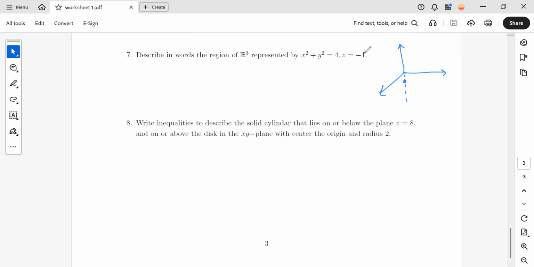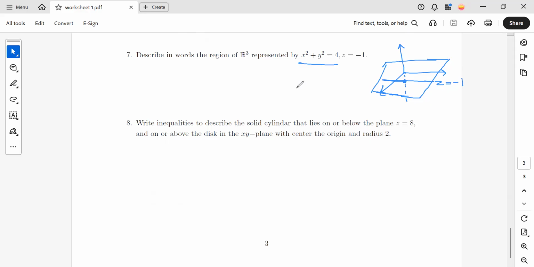All points in the region must lie in the horizontal plane. Okay, I'm not a good drawer, so maybe this one. z equals -1, it's a plane. And also this part, which is a circle, has all points that lie on the circle with radius 2, because the square root of 4 is 2, and center on the z-axis because we have the intersection.